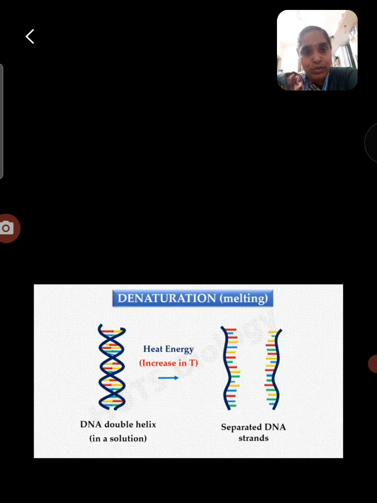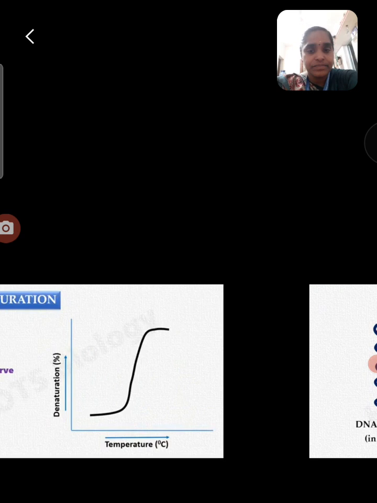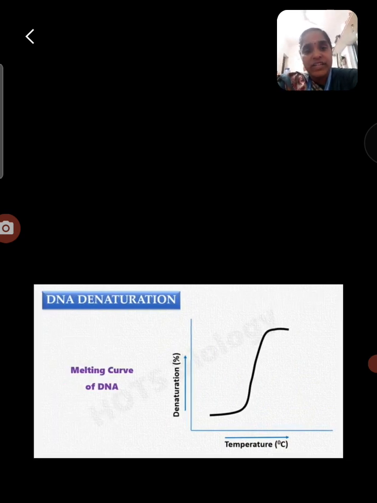Let's talk about when the DNA solution is heated. As a result, the hydrogen bonds are disrupted, and the double stranded DNA separates into single stranded DNA. This separation of DNA strands is known as denaturation or melting. Thus, denaturation of DNA is the loss of helical structure as the temperature increases. As the temperature increases, the percentage of DNA denaturation also increases. This can be shown graphically, and the curve obtained is the melting curve of DNA.